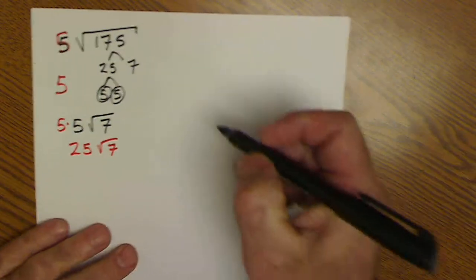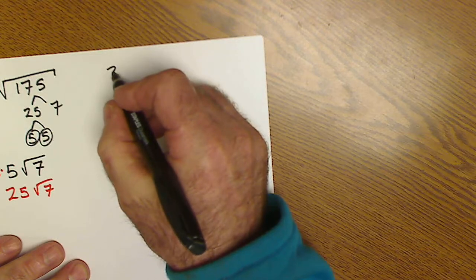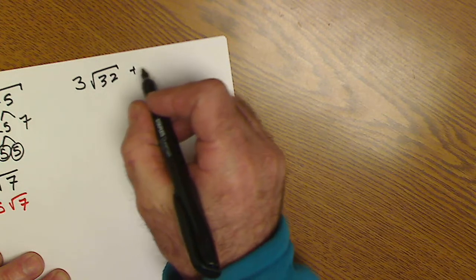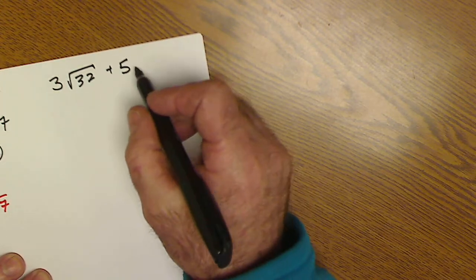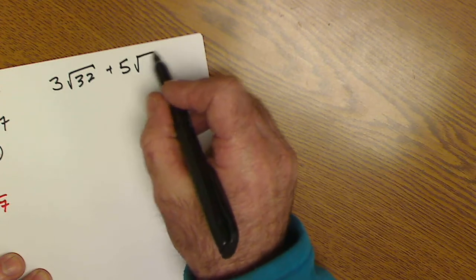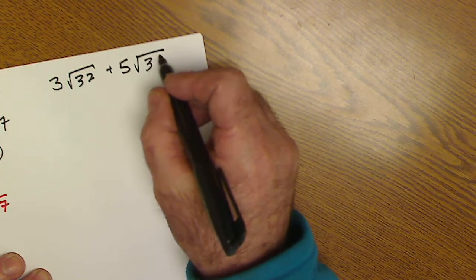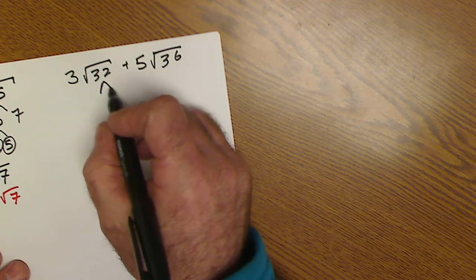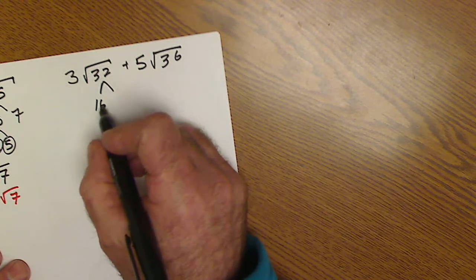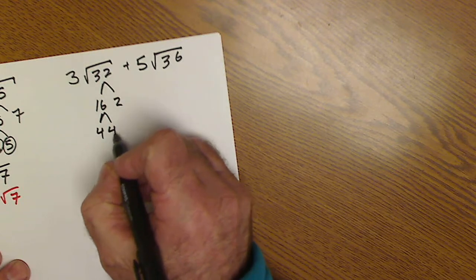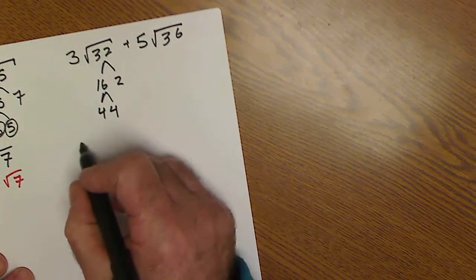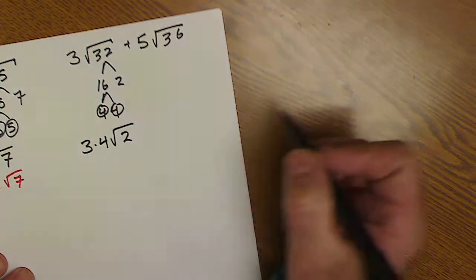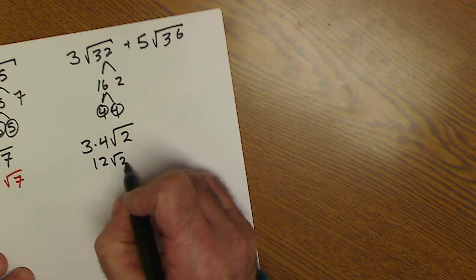Okay, let's do another problem over here. Let's say I have 3 square root of 32 plus 5 square root of 36. And I can't add them because they're dissimilar, but let me see if I could simplify this square root. 32 is a 16 and a 2. 16 is a 4 and a 4. I have this 3 already out. Here's a pair of 4s. One of those comes out. No pair for that 2. It stays in. So this gives me 12 root 2.